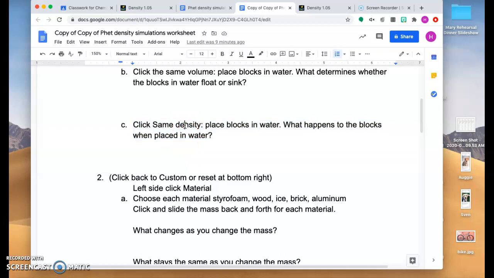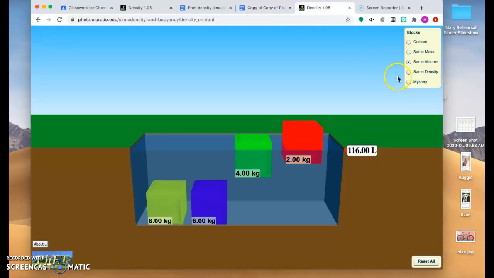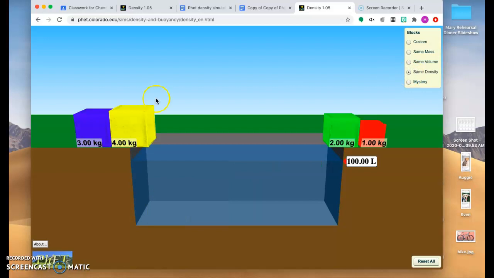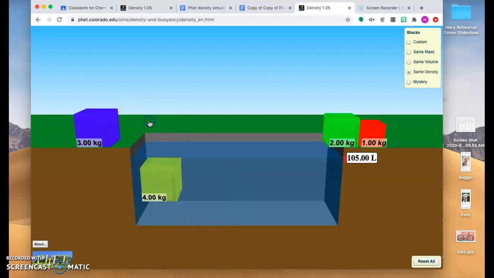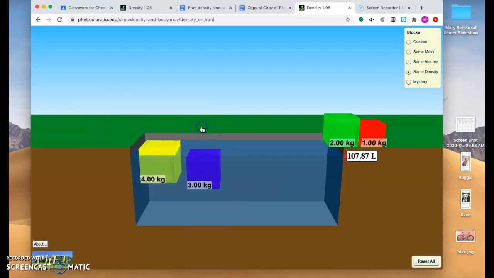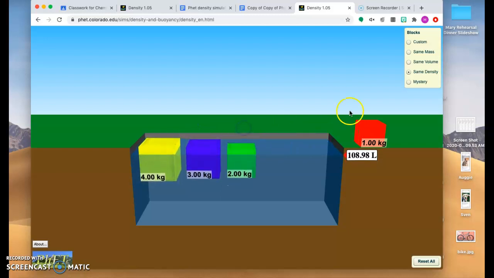Okay, the third one says click same density. So if I put all of these in water, all of them float, and all of them float at the same level. So that means that they all have the exact same density.